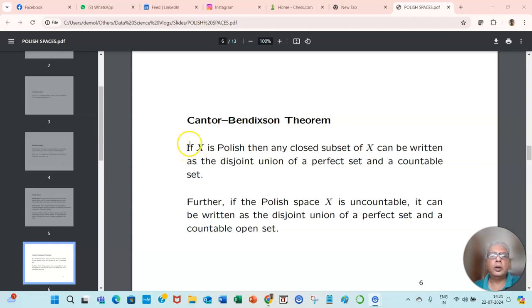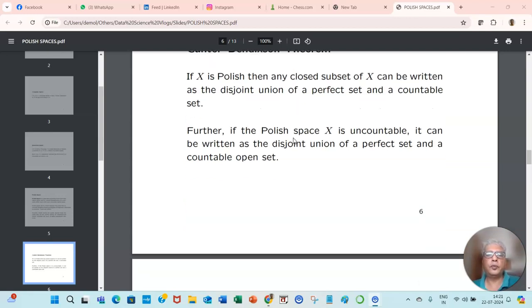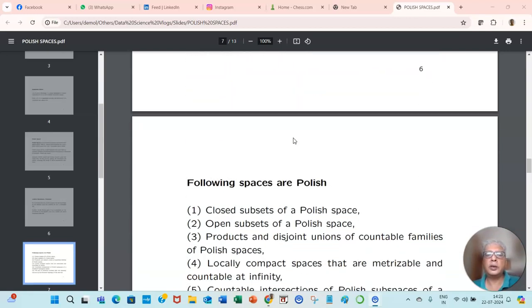There is a well-known theorem known as the Cantor-Bendixson theorem. If X is Polish, then any closed subset of X can be written as a disjoint union of a perfect set and a countable set. I forgot the definition of a perfect set. I have to look into it. Further, if the Polish space X is uncountable, it can be written as the disjoint union of a perfect set and a countable open set. So that is the Cantor-Bendixson theorem. I am not going into the proof or any discussion on it.